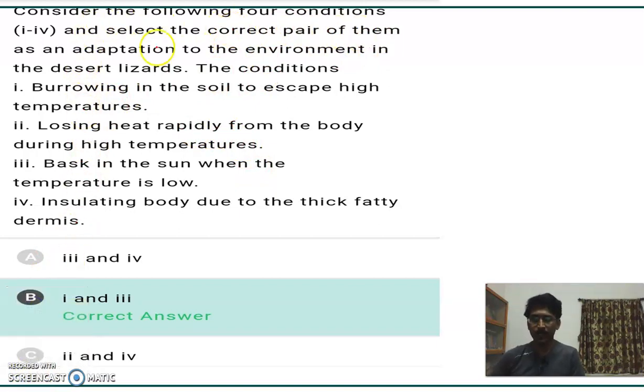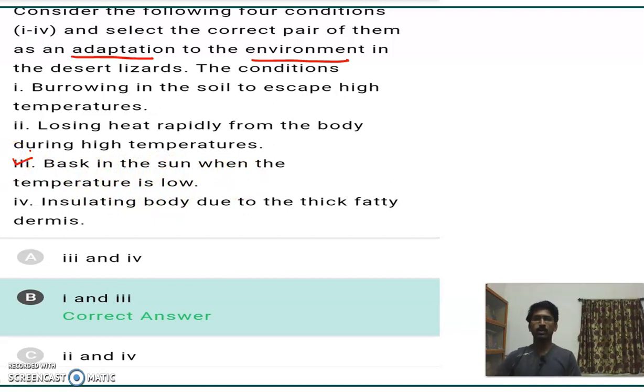Consider the following four conditions 1 to 4. Select the correct pair of them as an adaptation to the environment in the desert lizard. The conditions: burrowing in the soil to escape high temperature, losing heat rapidly from the body during high temperature, basking in the sun when the temperature is low.